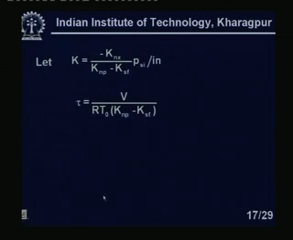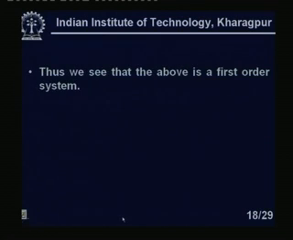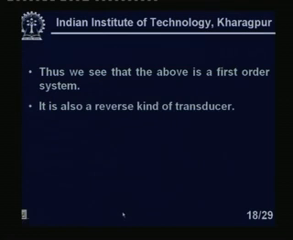Let K equal to minus KNX upon (KNP minus KSF) psi per inch, and tau equal to V by RT times (KNP minus KSF). Then I can write (tau S plus 1) P0P equal to K·XiP, or P0P upon XiP equal to capital K by (tau S plus 1). Thus, we see that the above is a first order system. So, the flapper nozzle system is a first order system. It is also a reverse kind of transducer, so the process is reversible.